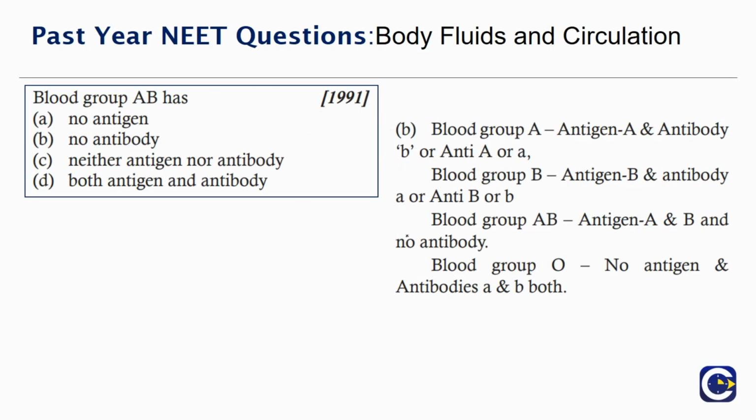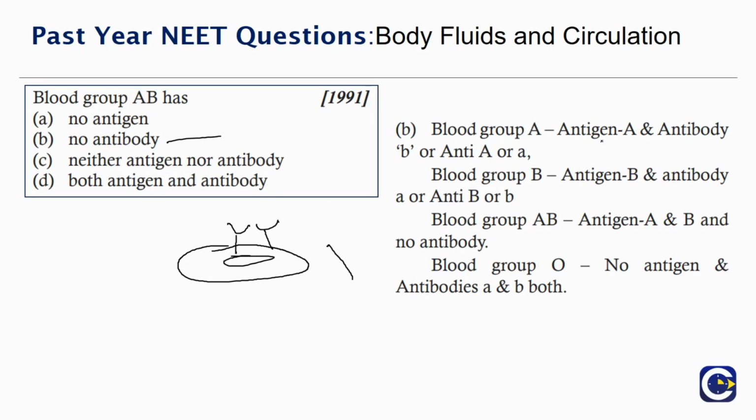Blood group AB has, the options given are: A, no antigen; B, no antibody; C, neither antibody nor antigen; D, both antigen and antibody. So we know in AB blood group there are both A and B antigens but no antibodies in the plasma. So it's only no antibodies.